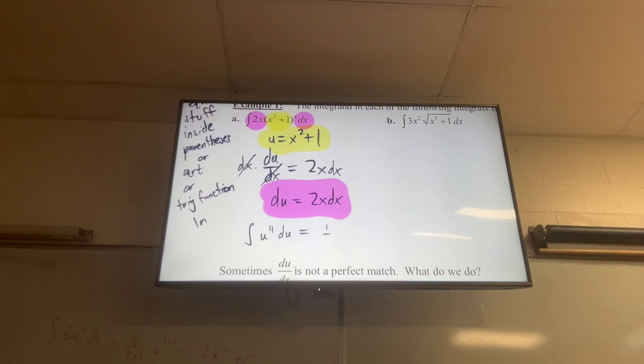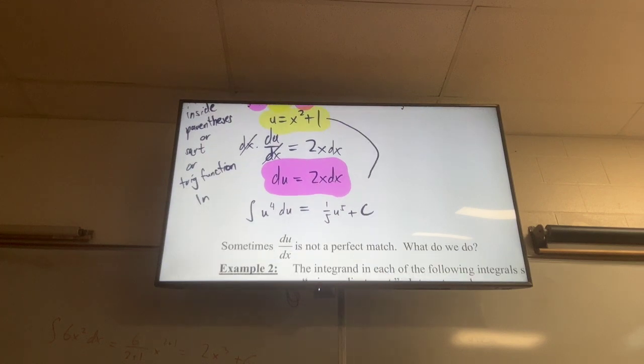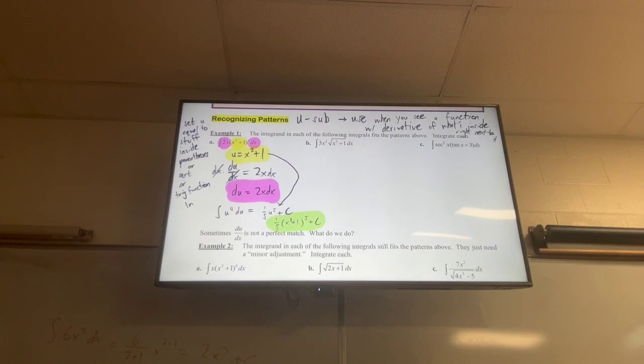1/5 u to the 5th, plus c, okay? And then the last step is just plug this u back in. So your answer is 1/5 (x squared plus 1) to the 5th plus c. That's my answer. I'll highlight it in green. All right? Any questions about what I just did?